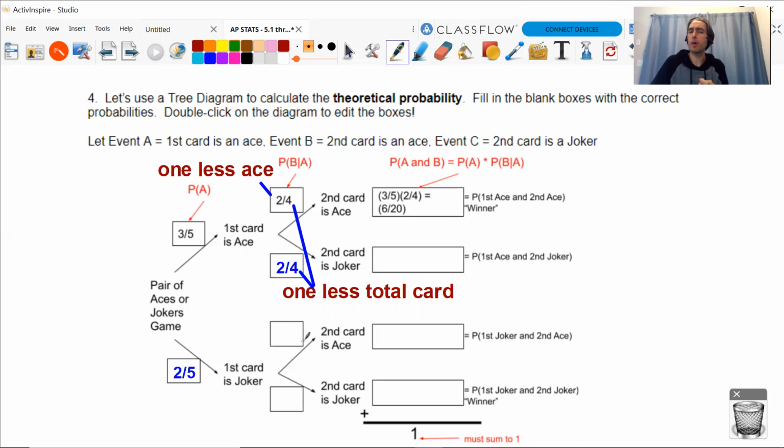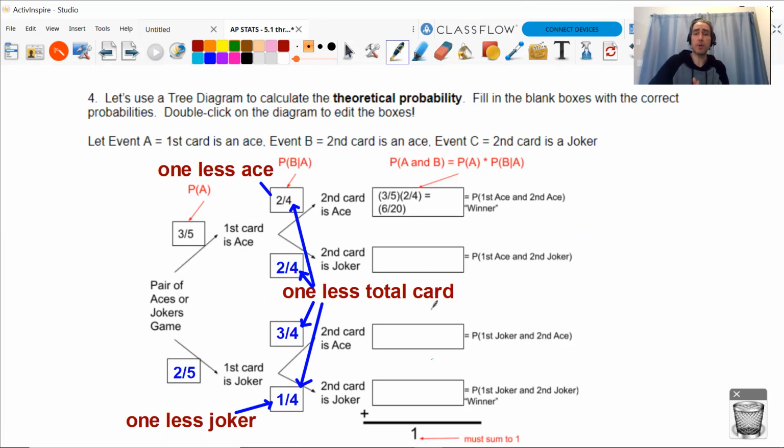Let's go down here. See if you can think about what's going to go in these boxes. I've drawn a joker. I still have 1 less card, but I have all my aces. So 3 out of 4 is going to be the probability of getting my second card an ace if I've drawn a joker the first time. But I have 1 less joker. So now my probability of getting a joker on the second pull is 1/4.